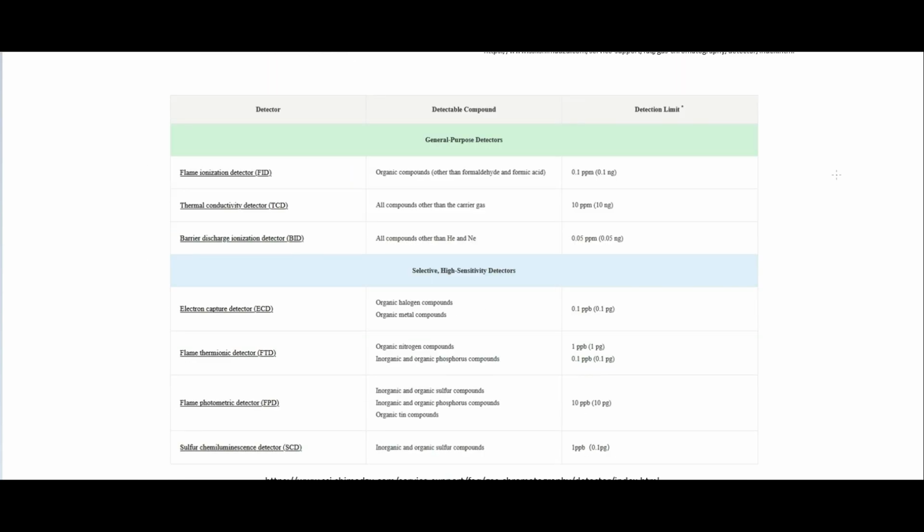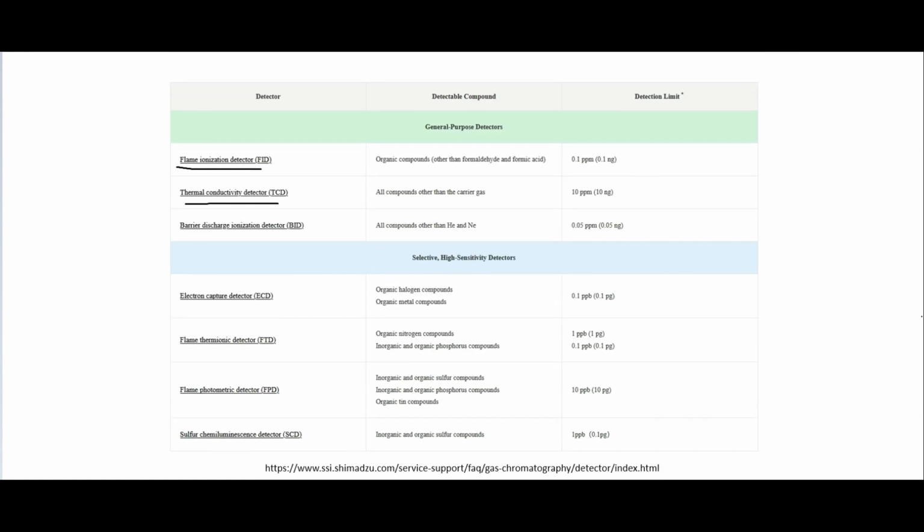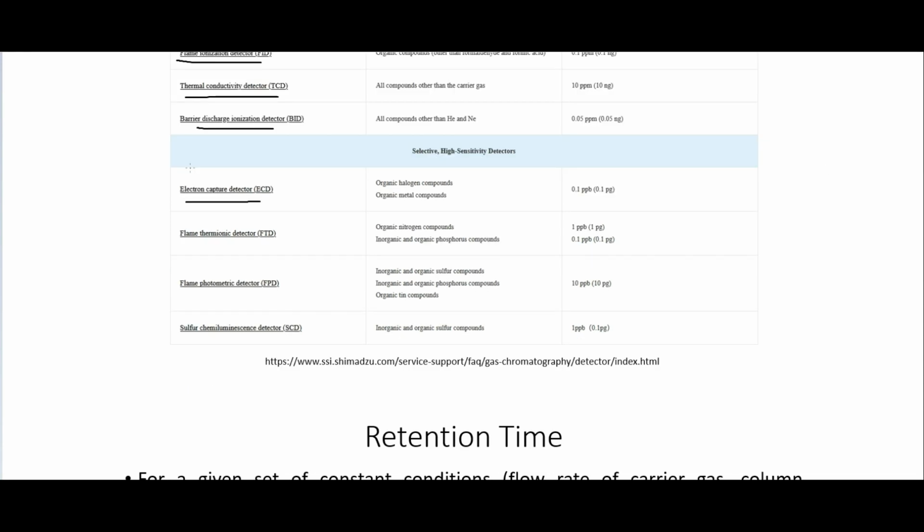So these are a few of the other detector types here. I only talked about the flame ionization and the thermal conductivity. If you want to know more about these, you can look these up online. We have the barrier discharge ionization detector and the electron capture detector and so on. Again, these have detection limits and detectable compounds, so you have to choose the one that you want based on your needs.